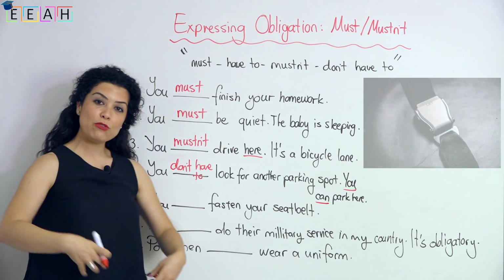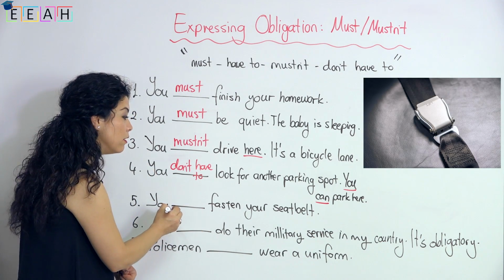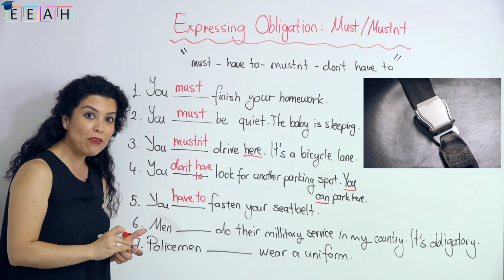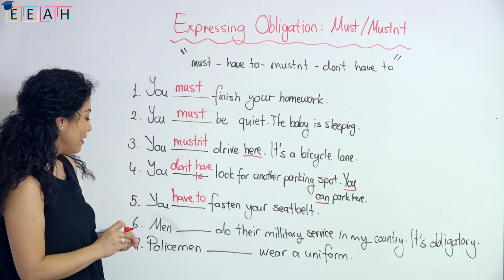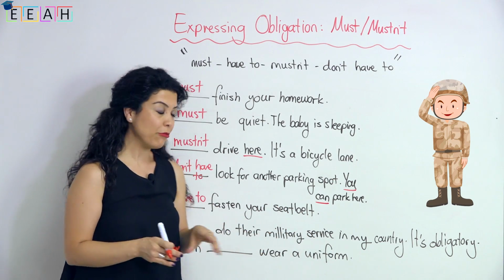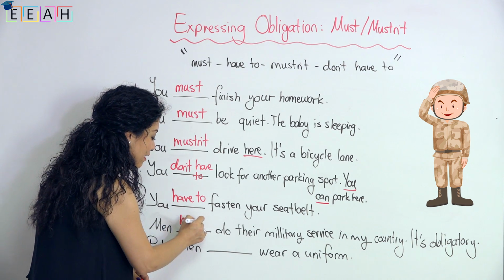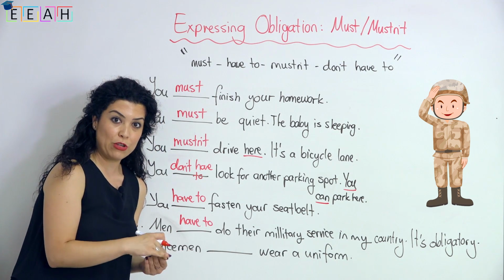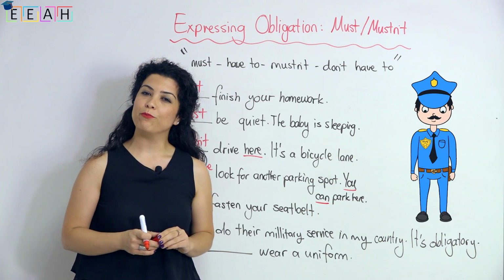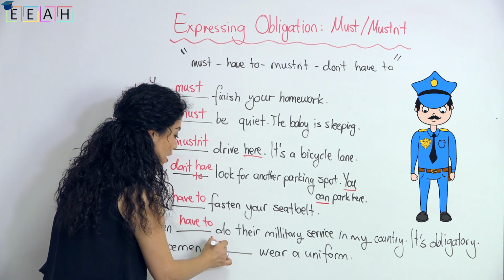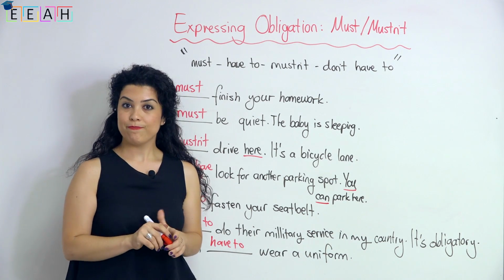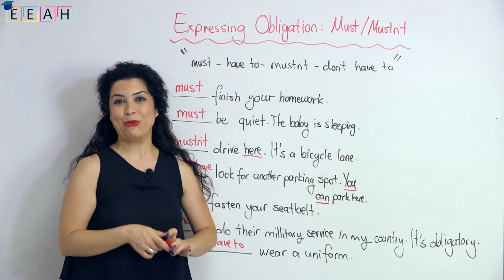Cool. Fasten your seat belt. This one, it is a rule. You have to. Yes? You have to fasten your seatbelt. And men do their military service in my country. It's obligatory, right? So we have to say, have to. It's the rule in the country. General rule, okay? Last one, policemen. Think about policemen. They have to wear a uniform, yes? Teachers don't have to wear a uniform, for example.